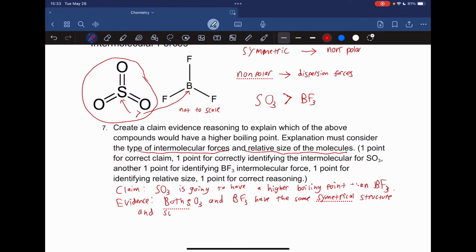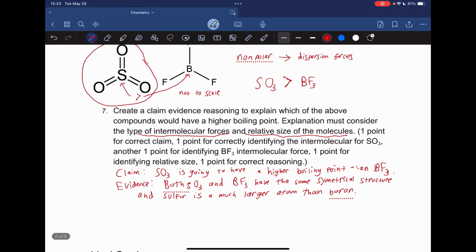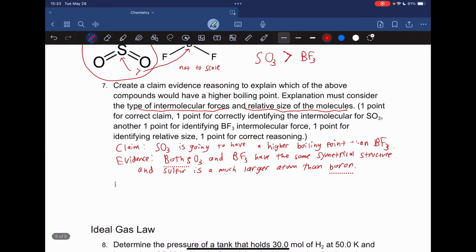And sulfur is a much larger atom than boron. That is just our evidence. We haven't mentioned why that evidence matters. That's where the reasoning comes in. For the reasoning, we're going to tie that together. So we're going to start with this sentence.